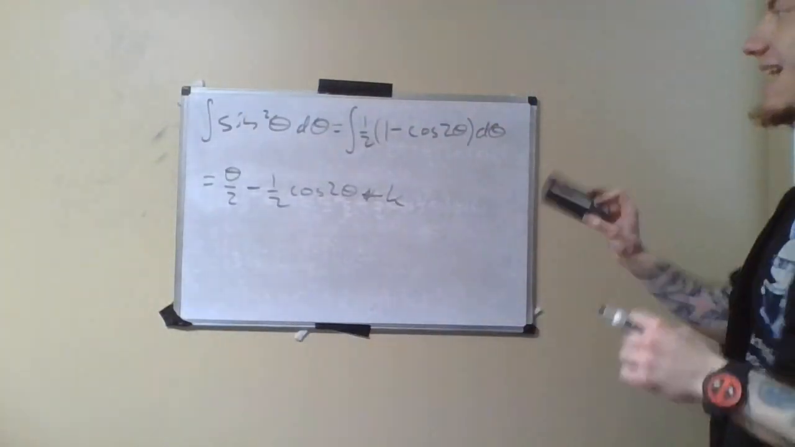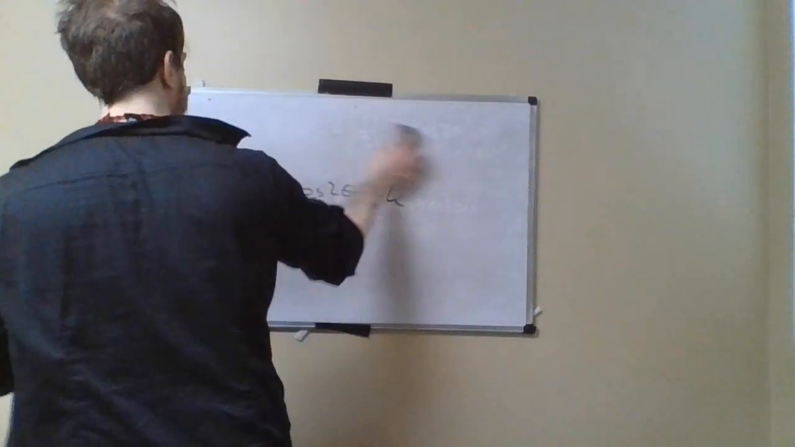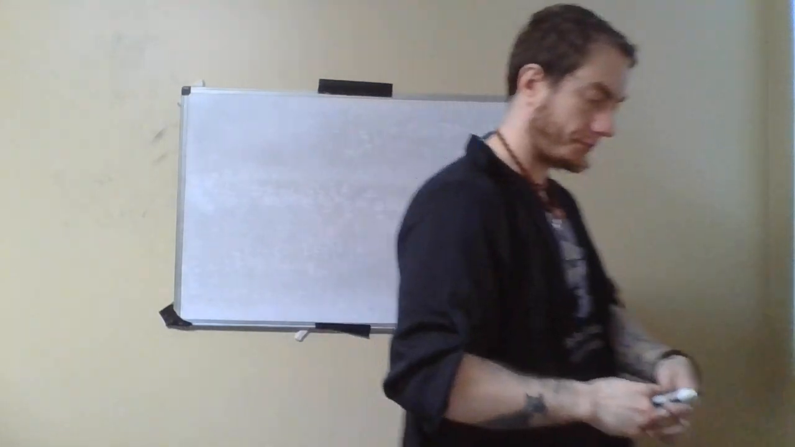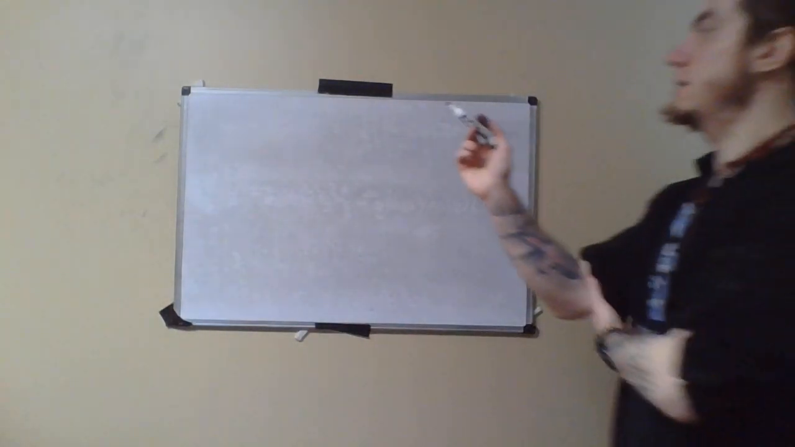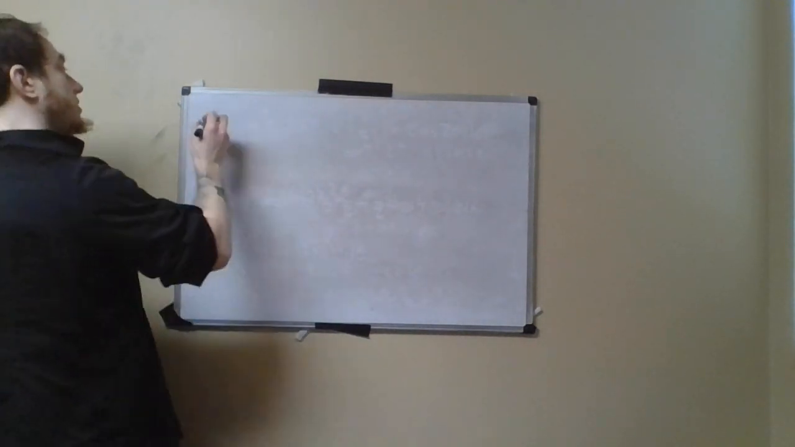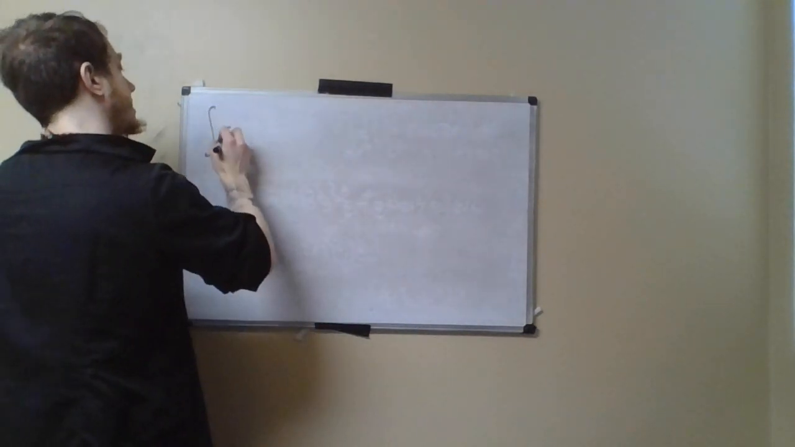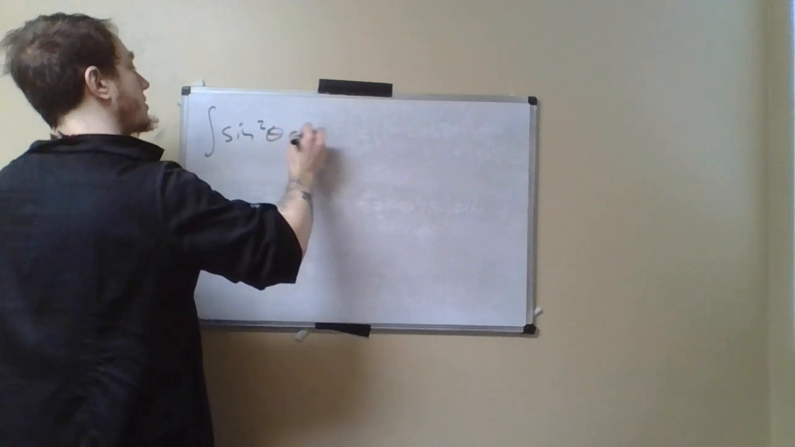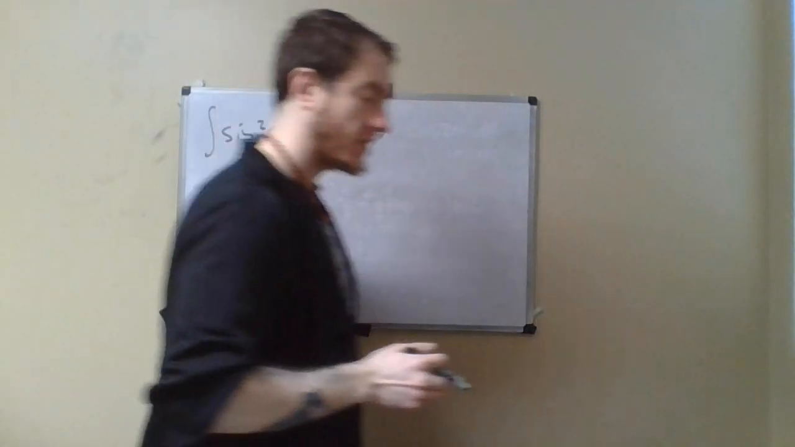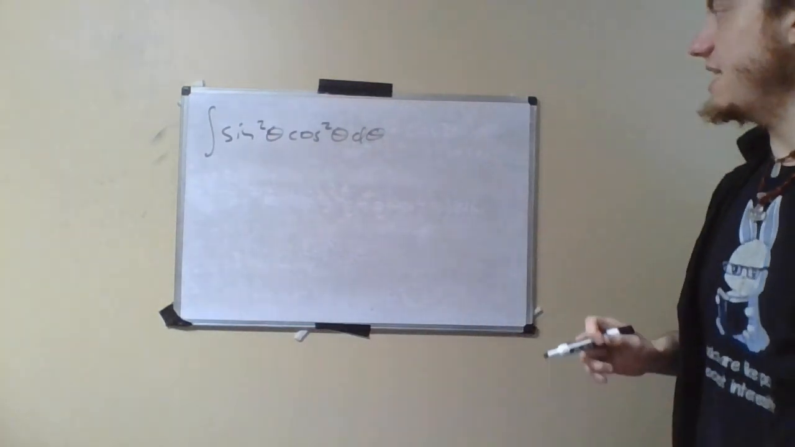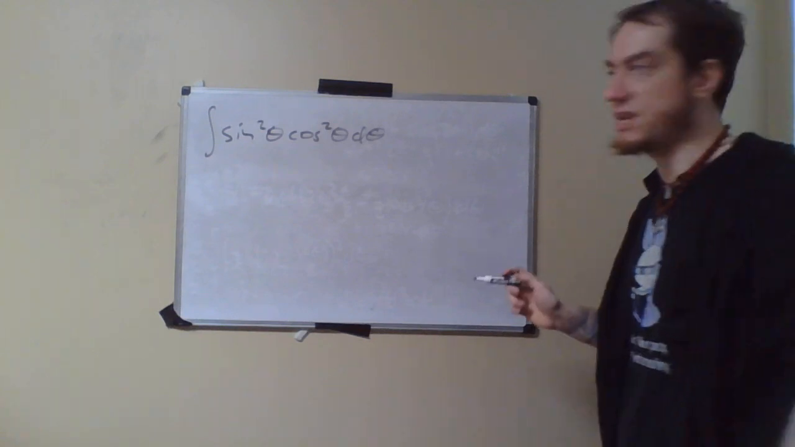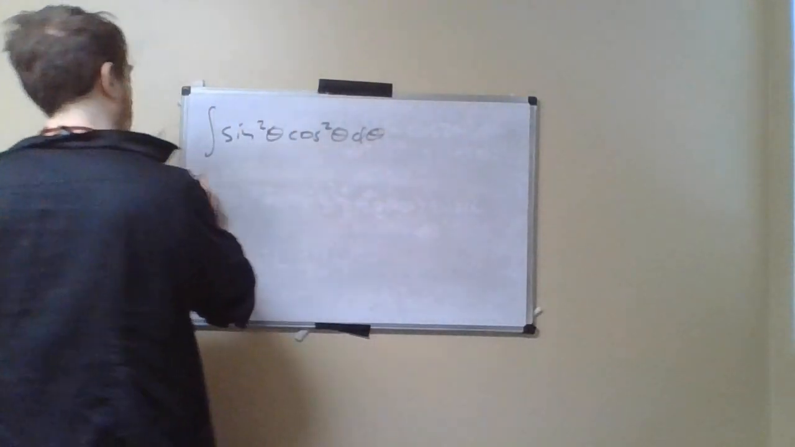And this is exactly the same technique as we can use if we have the integral of an even power of sine with an even power of cosine. So if I have something like the integral of sine squared theta cosine squared theta d theta, the way that I can do this is I can start by expressing everything in terms of sines or everything in terms of cosines. So I'm going to do cosines.